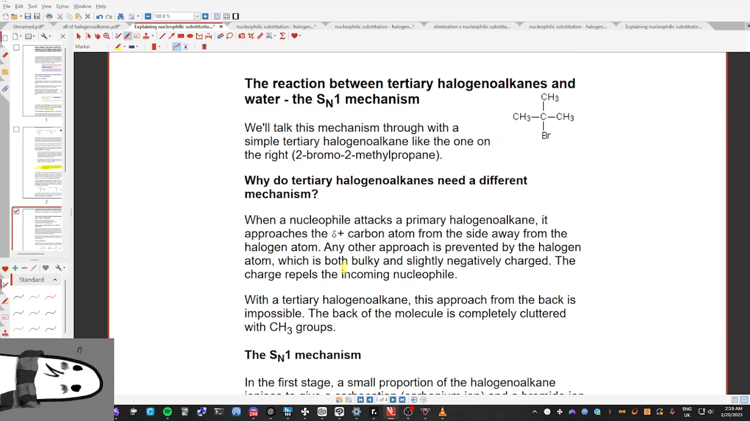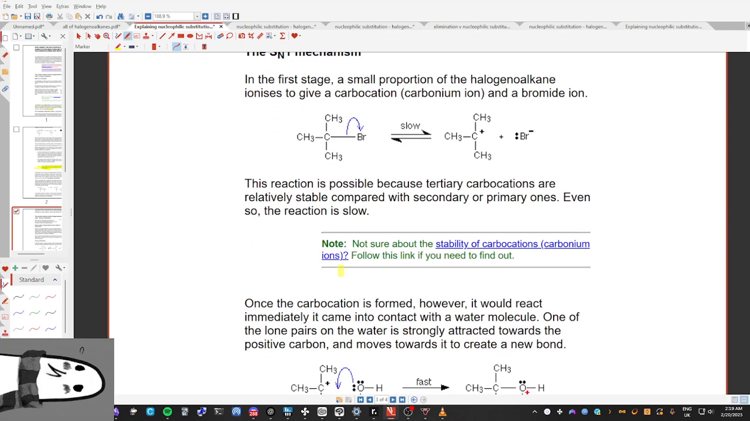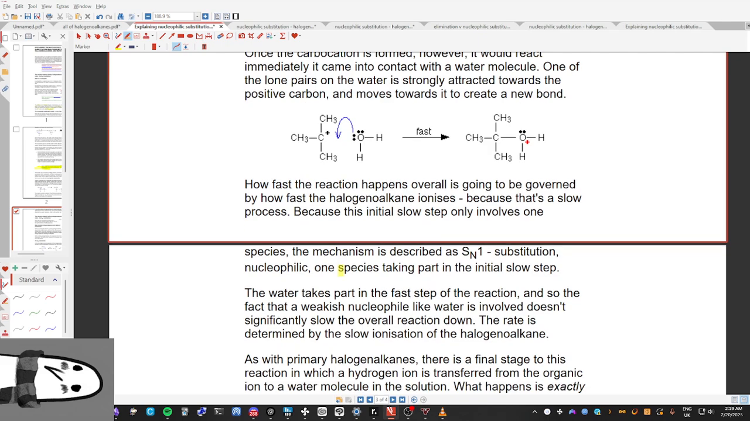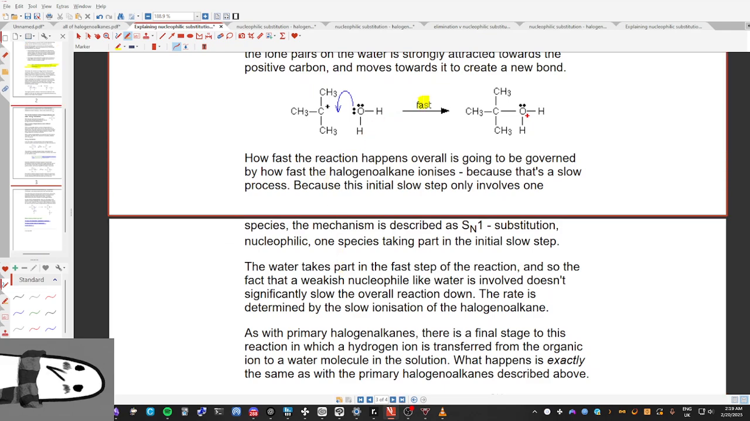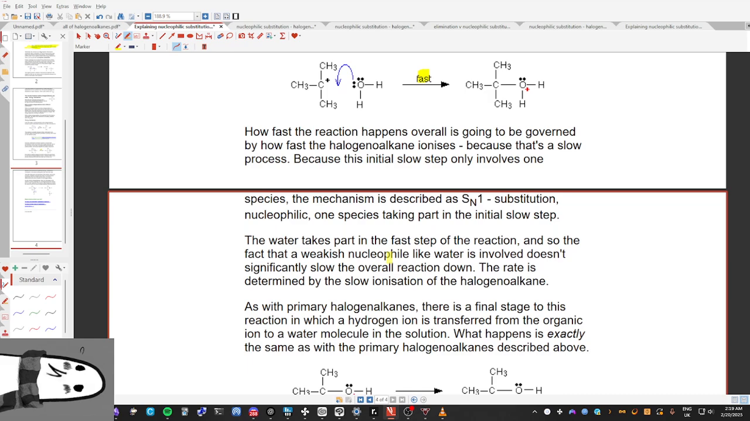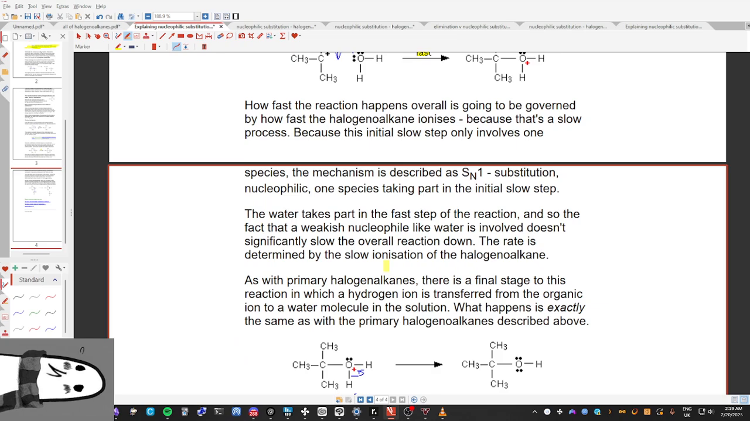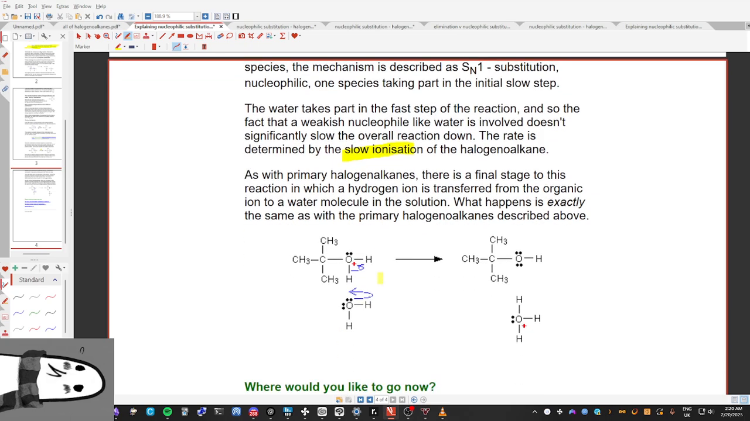Why does tertiary need a different one? Because it's bulky, whatever. So first the Br gets broken, so now it's going to be our SN1. It's going to be our first part, the initial slow step, and then our next fast step. The water part takes place in the fast step, so that a weakish nucleophile like water is involved doesn't significantly slow the overall reaction down. The rate is determined by the slow ionization of the halogenoalkane. Yes, it's your first step that's going to be determining your speed. It's not the second thing. You have made that a point.